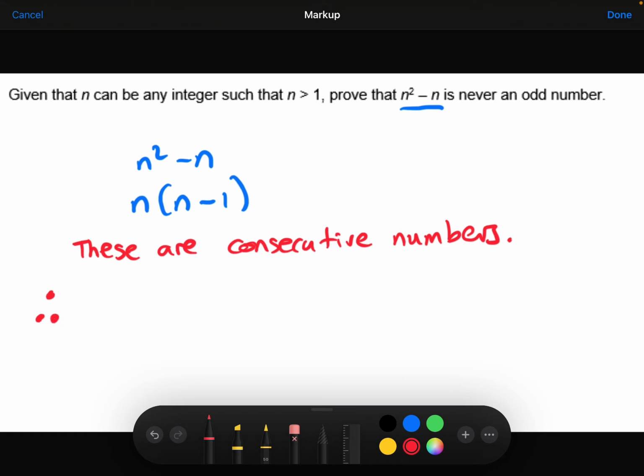One of those numbers must be an even number. Because if this is odd, then that one has to be even. Or if it was the other way around, if the n is odd, then n minus 1 is even. If you have two consecutive numbers, one of them must always be even.